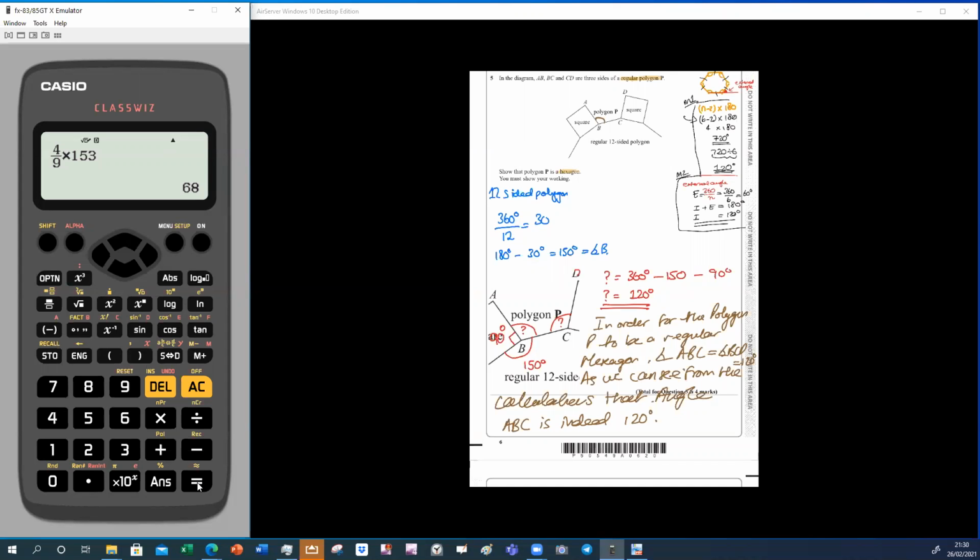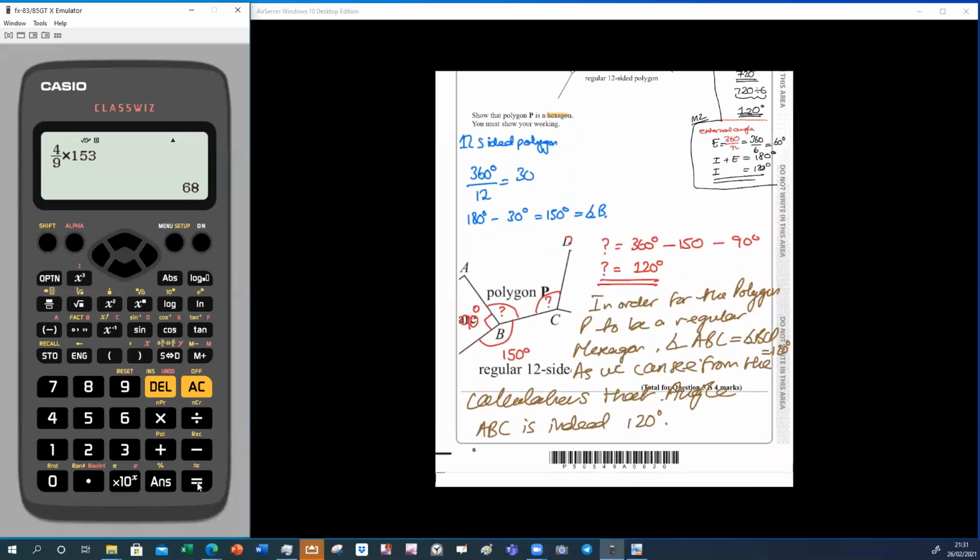That angle at ABC needs to be 120, which is the same as the angle at BCD as well. So these two angles are the same. Okay, lovely. Hopefully you guys got that all done.